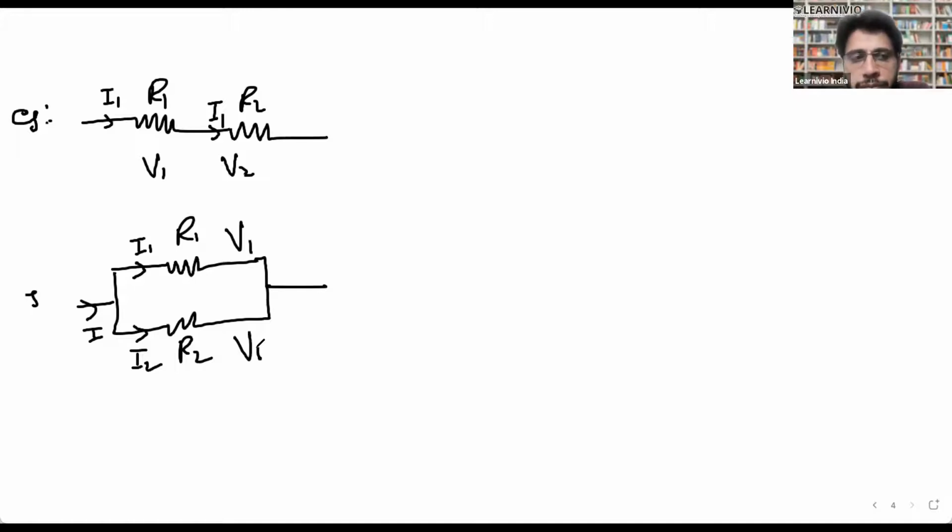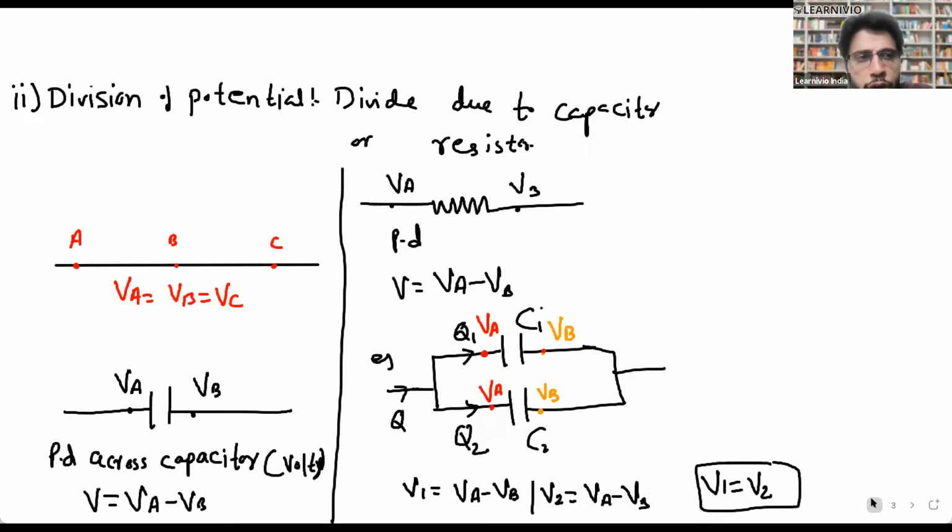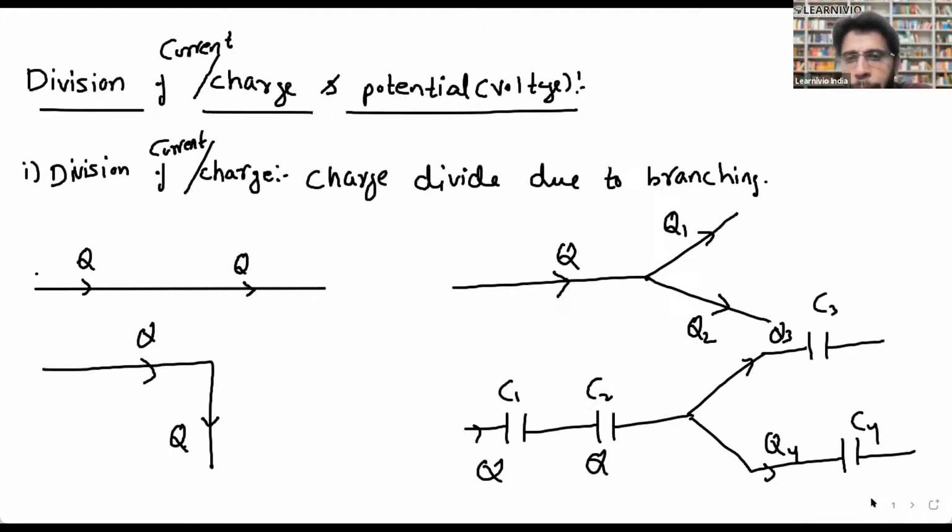Voltage will remain same. So just by looking at the circuit, you have to decide whether your given capacitors or resistors have same current or same voltage. If they have same current or same charge, then they are in series. If they have same voltage, then they are in parallel. This is how we decide series and parallel combination. Okay, just note it down. Then we will start series and parallel combination of capacitors. Now you know how we do division of charge and voltage. Amalia, is it clear?